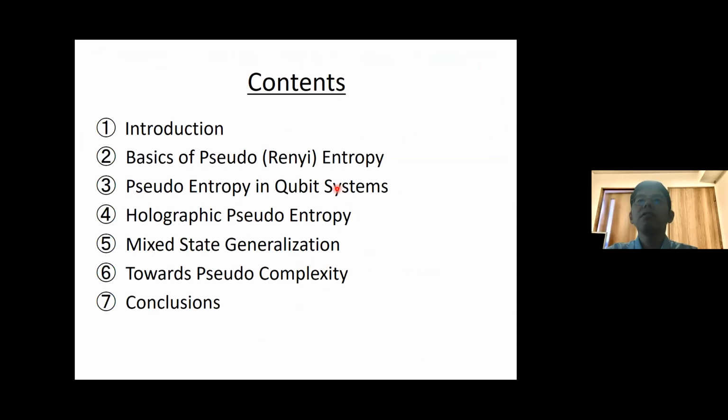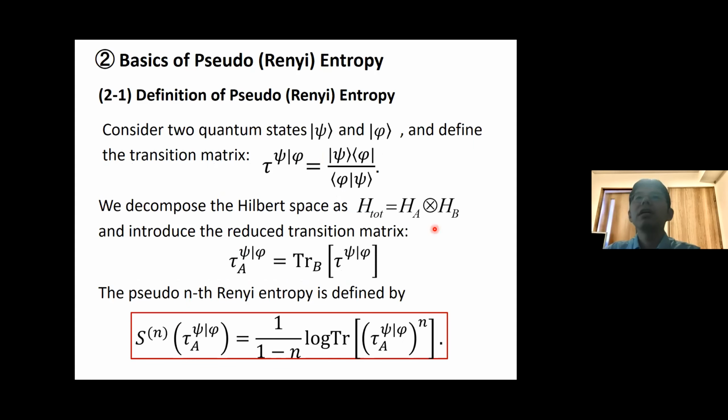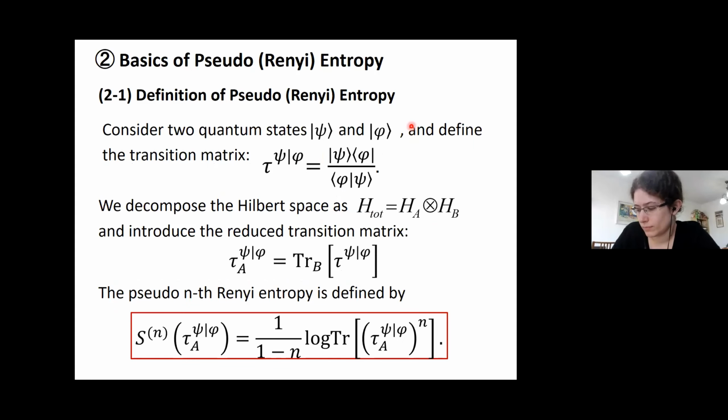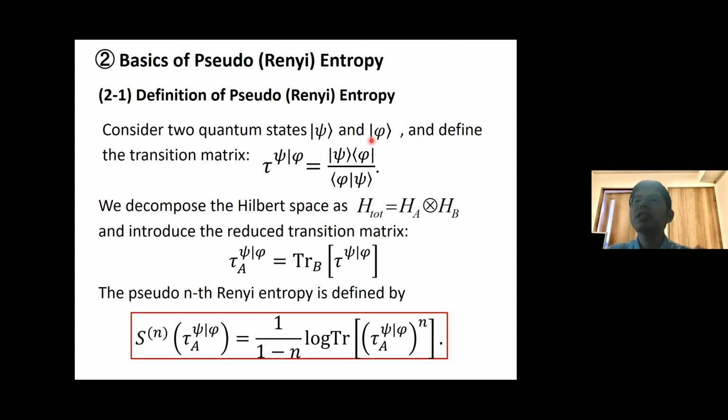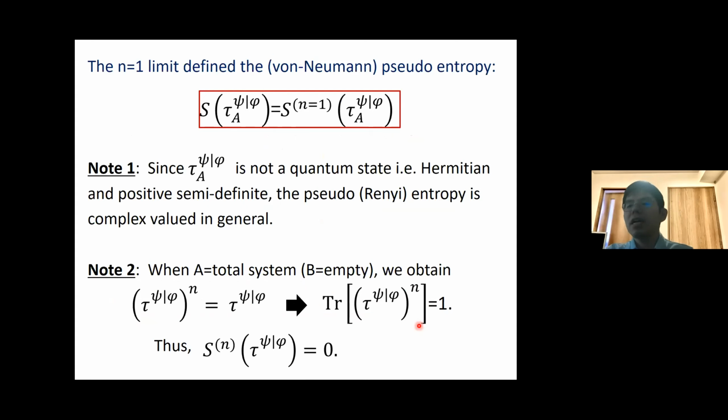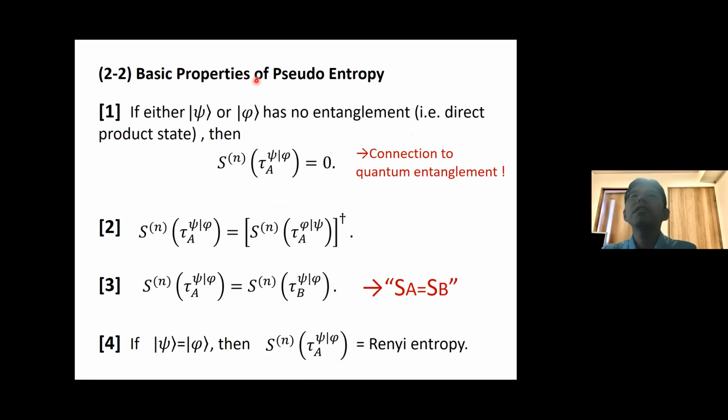Okay, so here is the content. I just finished the introduction, gave some basic definitions, and will give some analysis for the qubit system, go back again to the holographic issue, and finally talk about the complexity counterpart of this quantity. So here I already gave a definition. We start with the transition matrix of two different states, and we trace out some part, and we define this. We can also define the linear counterpart, tau to the nth power. This is useful for replica method calculation. And we can talk about the basic properties like this.